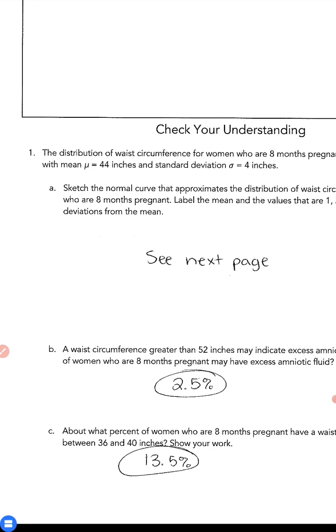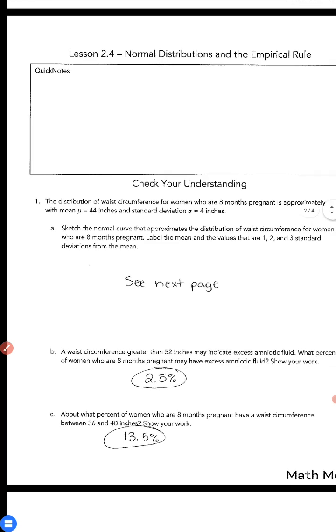Okay? And just a reminder, the significance of them using these two symbols, mu and sigma, is they are telling us this is population data. They got this information from some kind of census where they went to all women. Okay? So here's what I can do now.